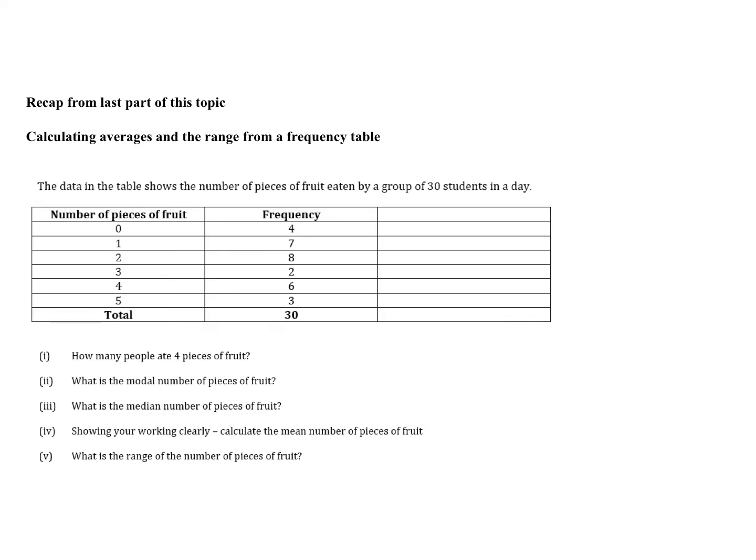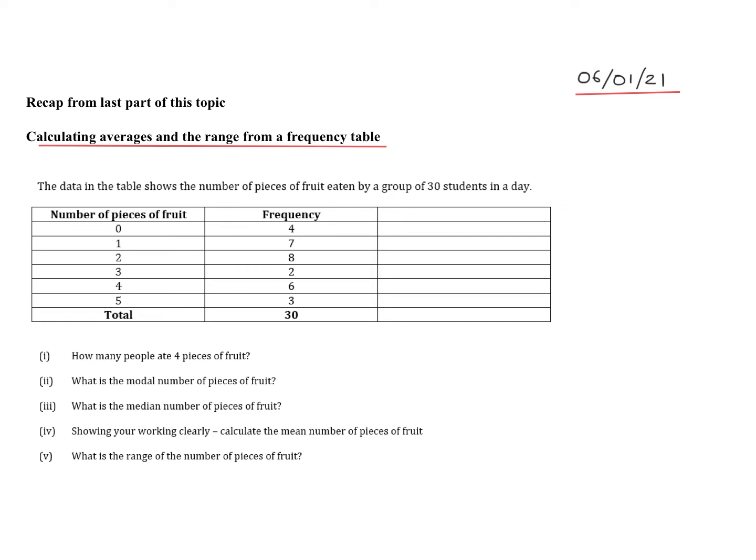So the first thing we're going to do is recap something that we did in the very last lesson on this topic, which was the concept of calculating averages and the range using data that is represented in a frequency table. Make sure that you have the date written in your books. And we're going to start by looking at the data in this table. You will need to quickly copy this table into your notes. So pause the video for as long as you need in order to be able to do this.